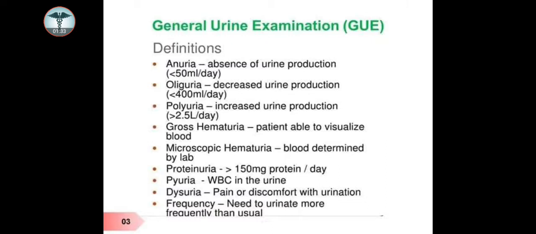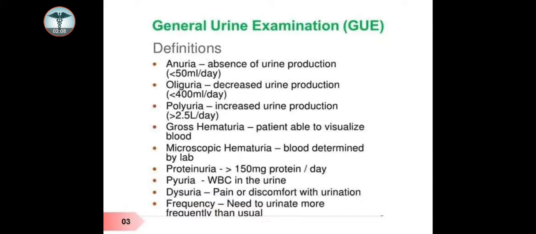Gross hematuria is the presence of blood in the urine which can be visualized by the patient or someone through the naked eye. Microscopic hematuria is when blood is present in the urine but can only be determined under the microscope or in the lab. Proteinuria is when there is greater than 150 milligrams of protein per 24 hours of urine, or we can say per day. So we can say it is a proteinuria.